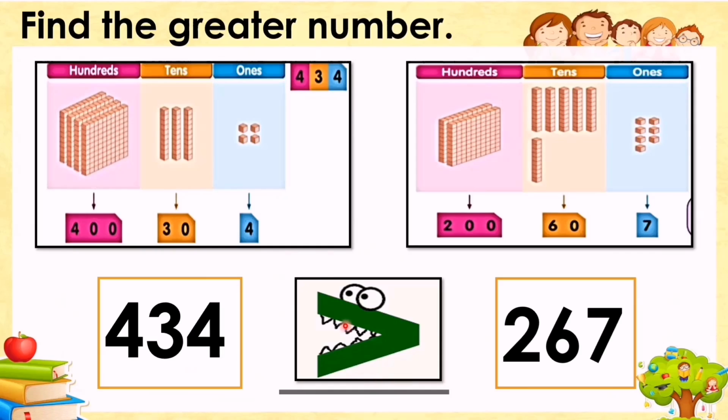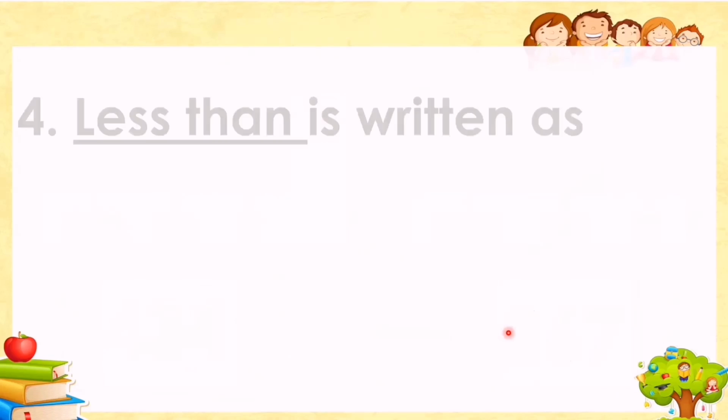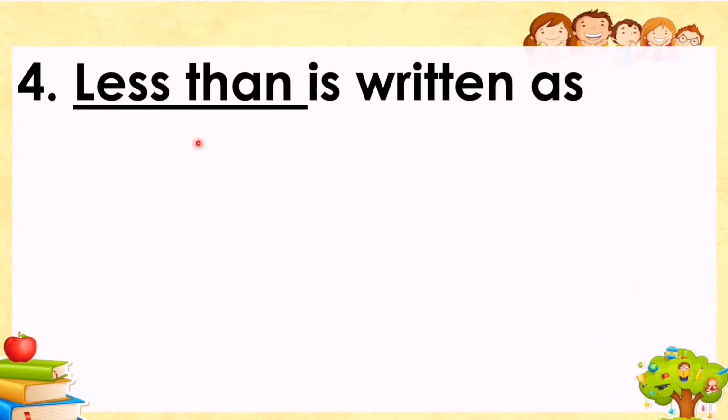So again, the big mouth, it's the big number. And the tip is facing the smaller number. So that is the more than symbol. Let's proceed to the last one, which is the less than symbol. So less than is written as this one.